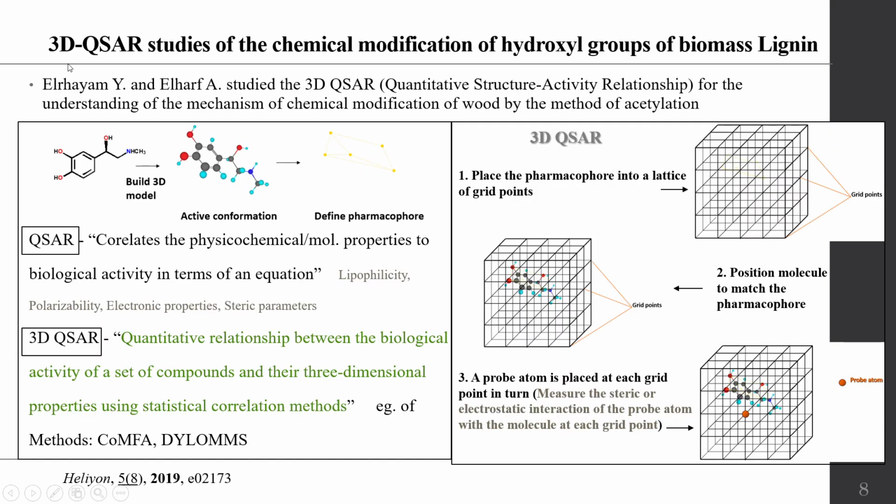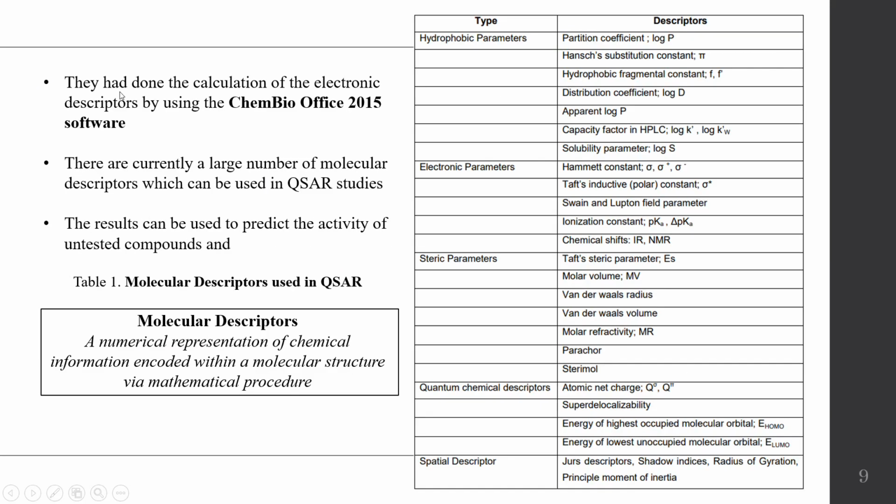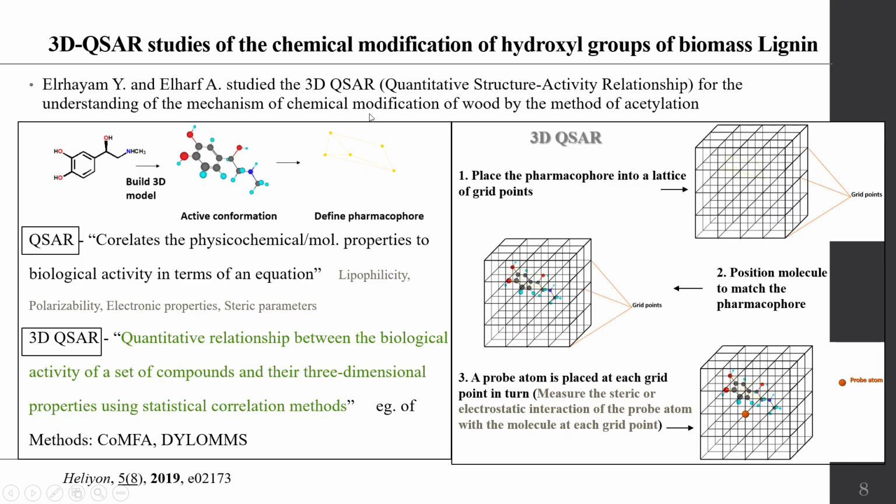Then QSAR. QSAR is a little bit different from the previous molecular modeling methods. Here we see the quantitative structure activity relationship for understanding the mechanism of chemical modification of wood by the method of acetylation. This was the previous study, and this is the basic mechanism. Here QSAR correlates the physicochemical or molecular properties to biological activity in terms of an equation. These are physicochemical properties like lipophilicity, polarizability, electronic properties, and steric parameters.